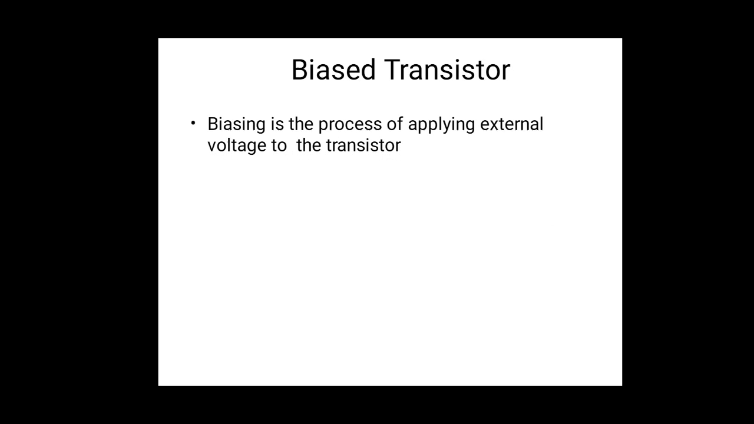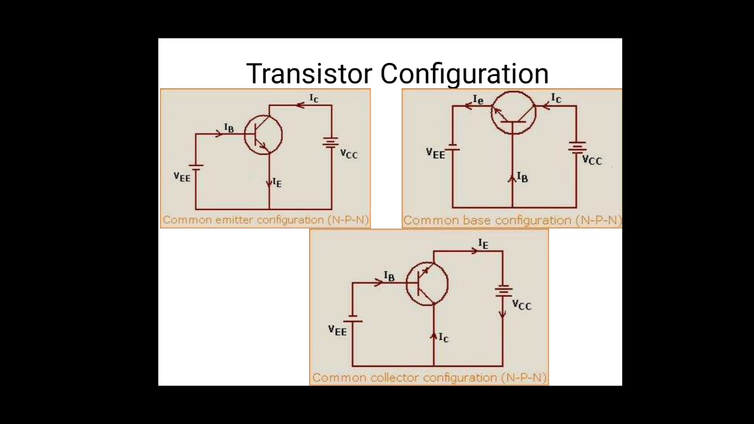Let us see the biasing of the transistors. So already I told you what is biasing. Biasing is the process of applying the external voltage to the transistors. So like this we have the three configurations of the transistors. One is a common emitter configuration, second one is a common base configuration, third one is a common collector configuration. Why the name has been given common, I will explain one by one. So before that I will tell you the definition of these three configurations.